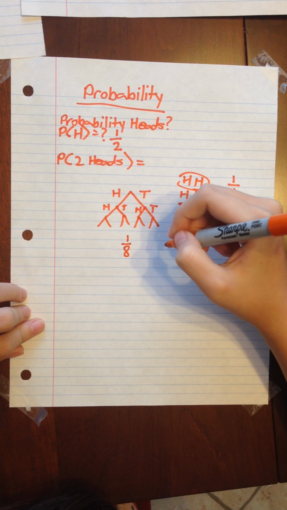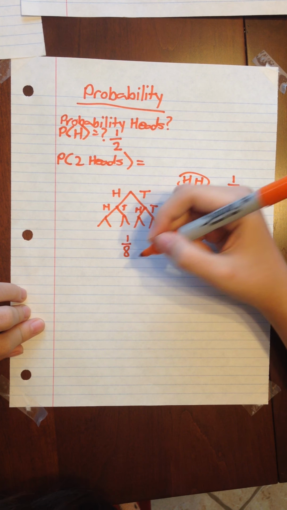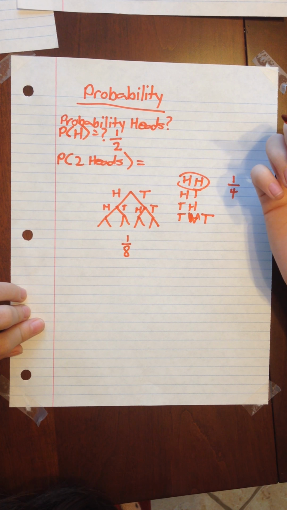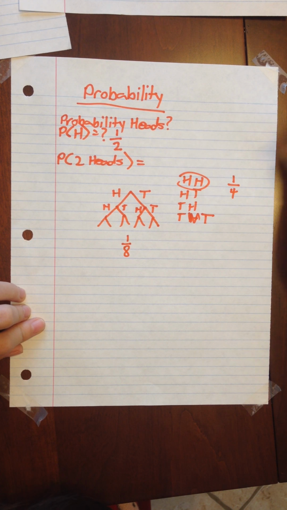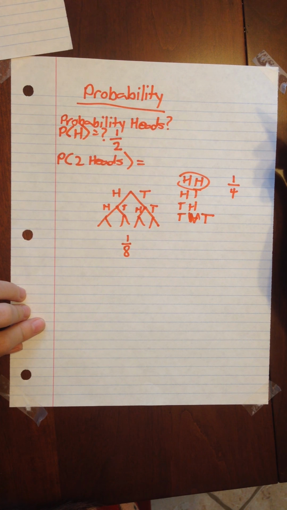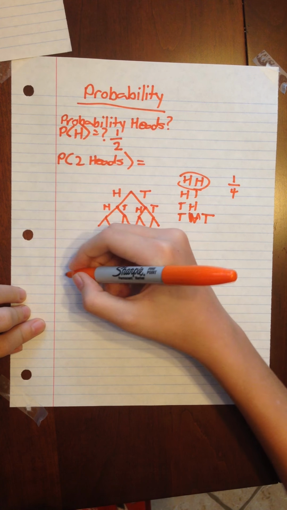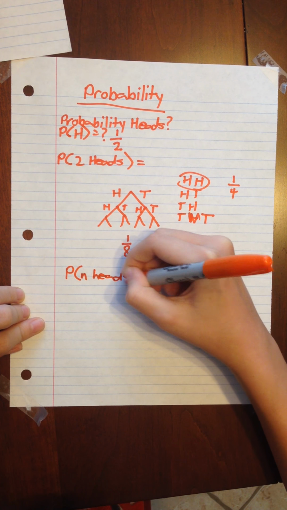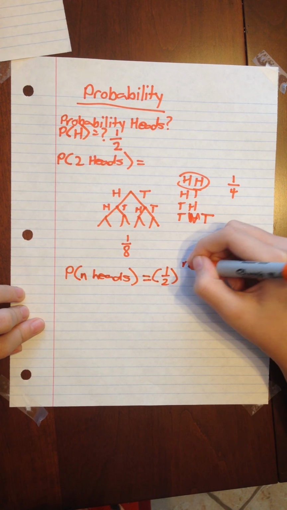Hang on. There's a pattern here. 1/2, 1/4, and 1/8. We're just multiplying by 1/2 each time. So the probability that we get 4 heads in a row will be 1/16, and 1/32, and so on. In fact, we could calculate the probability that we will get n heads in a row by plugging a value into the equation. The probability that we will get n heads in a row is 1/2 to the n.